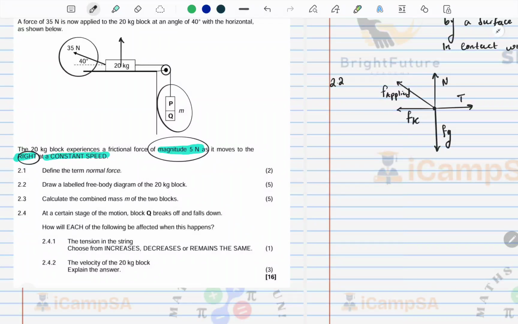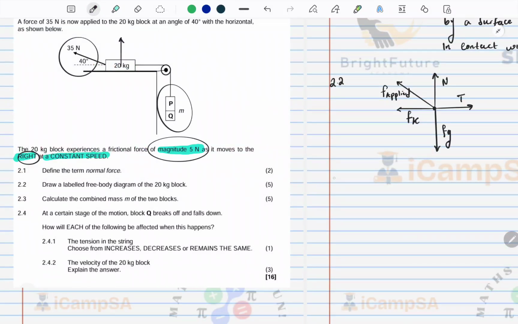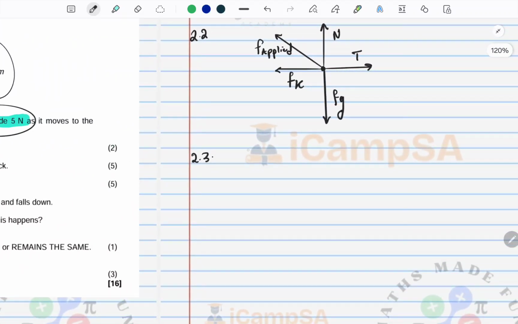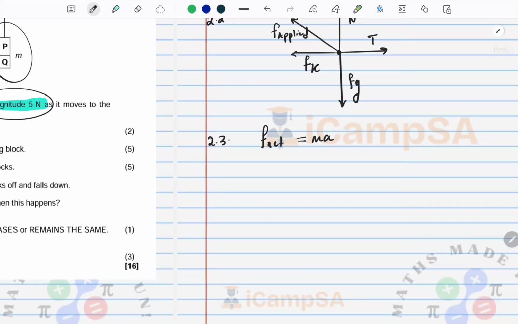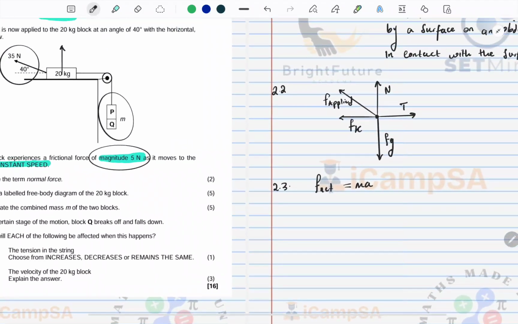The next question is asking us to calculate the combined mass M of the two blocks, P and Q. So what are we going to do here? We are going to use Newton's law. Point 3: what does Newton's law say? We have F net equals MA. That is 1 mark for you. That means you know what you need to do.